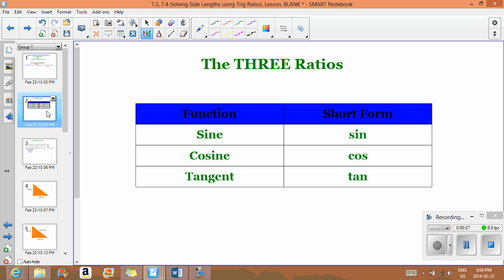If you've ever seen these buttons on your calculator, sine, cos, and tan, this is what we're going to be working with. These are the three ratios. The functions are called sine, cosine, and tangent, and these are the short forms that go with them. Hopefully we can go through this quickly. We've got 12 slides to get through.